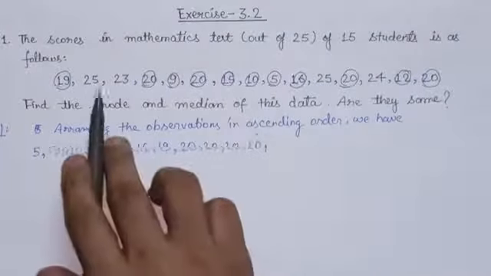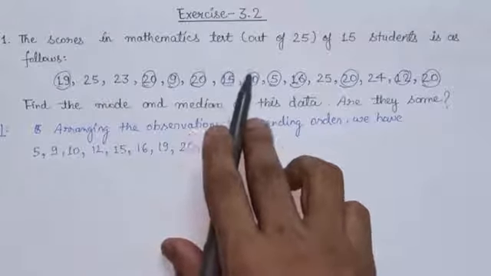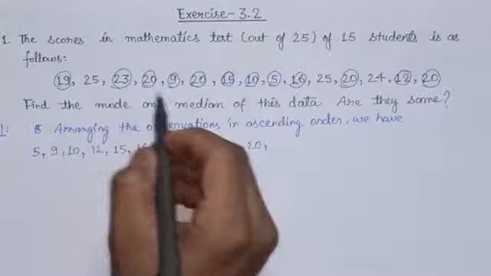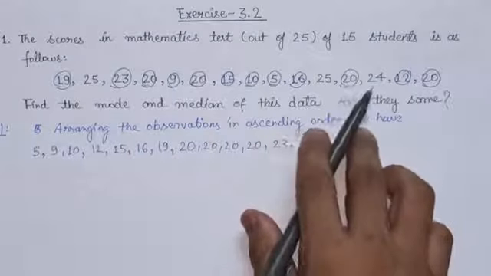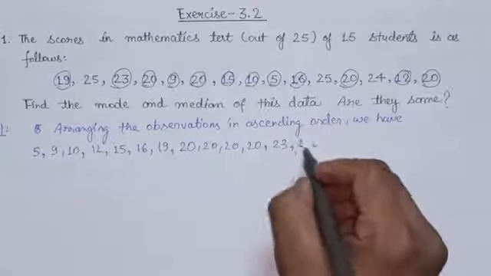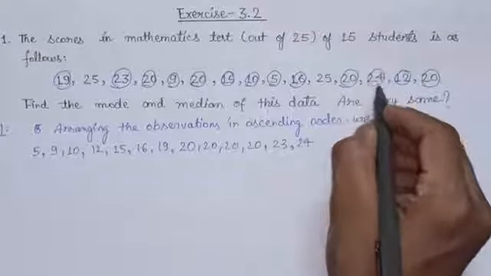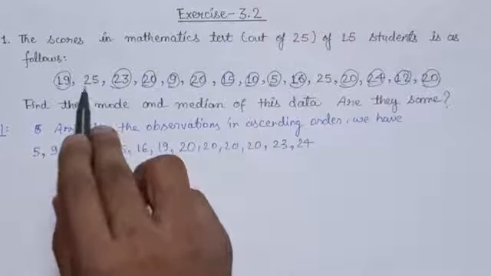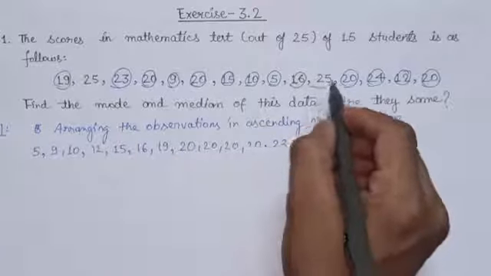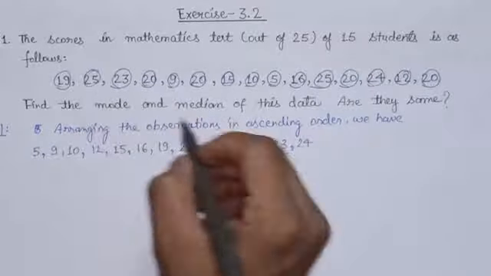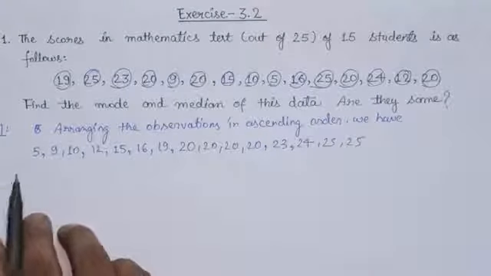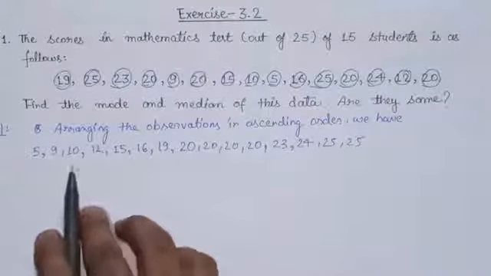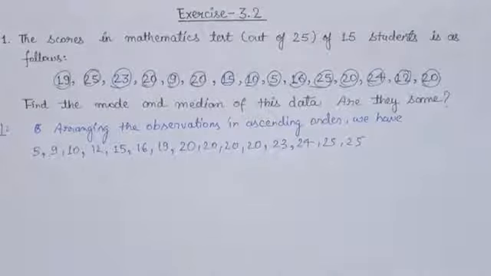And after 20 you can see comes 23, and after 23 you can see 24, and after 24 last is 25, but 2 times. So let us write 25 2 times. Now you can see we have arranged the given observations in ascending order.